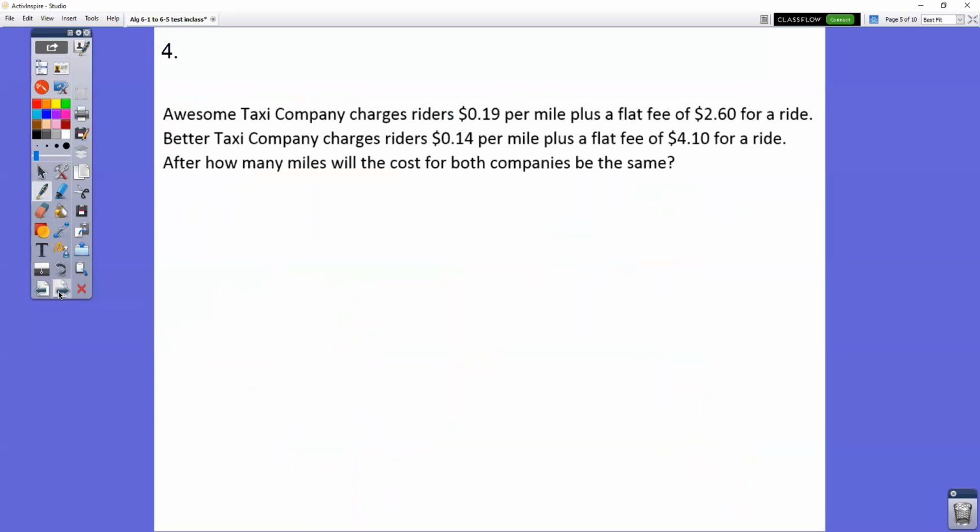It says the awesome taxi company charges riders 19 cents per mile plus a flat fee of $2.60 for a ride. The better taxi cab company charges riders 14 cents per mile plus a flat fee of $4.10 for a ride. After how many miles will the cost for both companies be the same? Now, be the same means being equal to each other. So we want to know when they're going to be equal to each other. Well, that means we want to set them equal to each other.